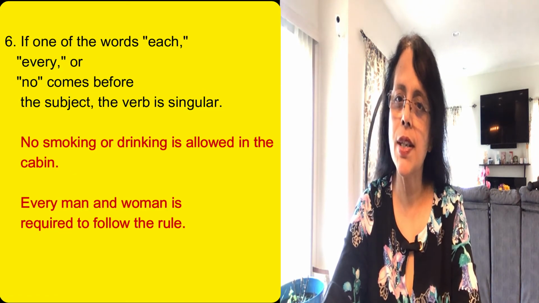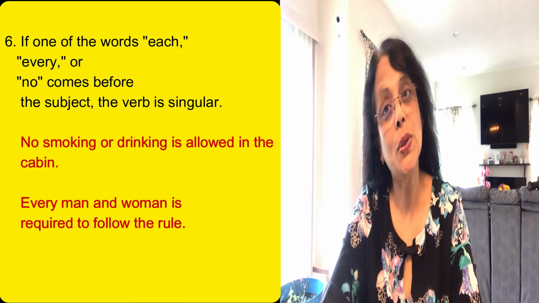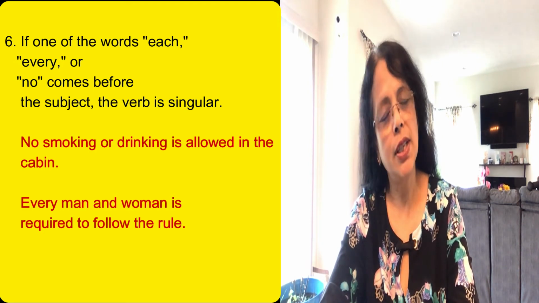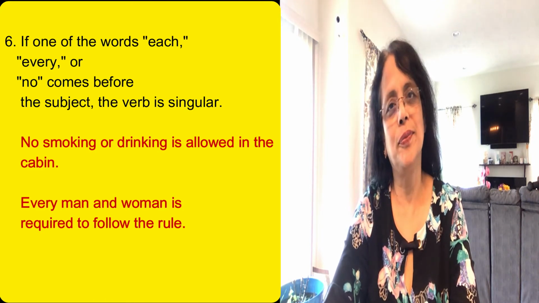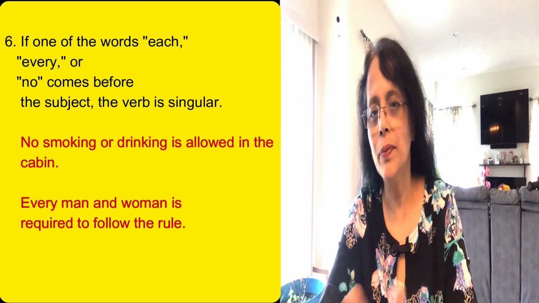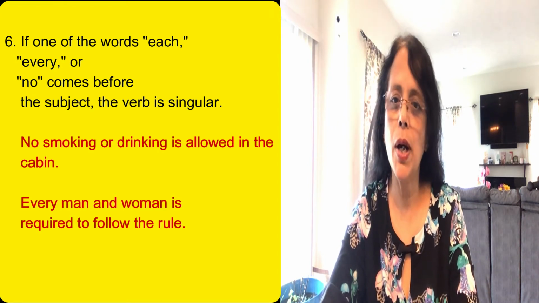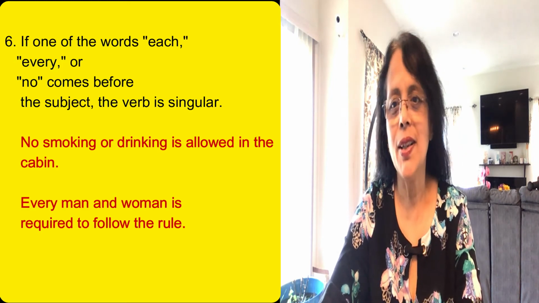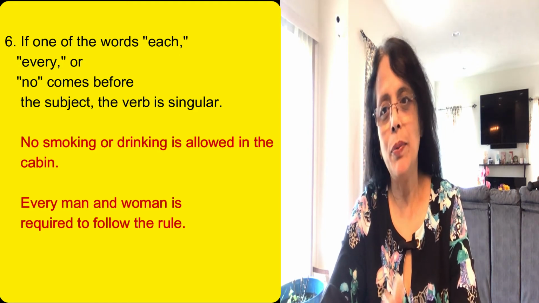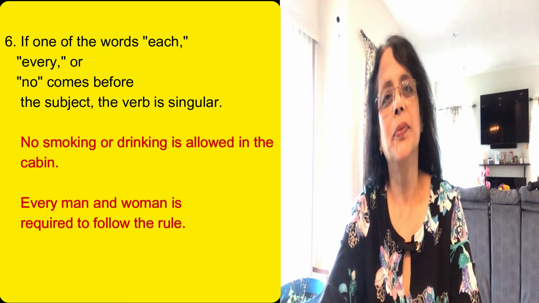If one of the words each, every, or no comes before the subject, the verb is singular. See the example? No smoking or drinking is allowed in the cabin. Another example: every man and woman is required to follow the rule. So in this case, if you find each, every, or no before the subject, then use which number? Singular verb. Got it?